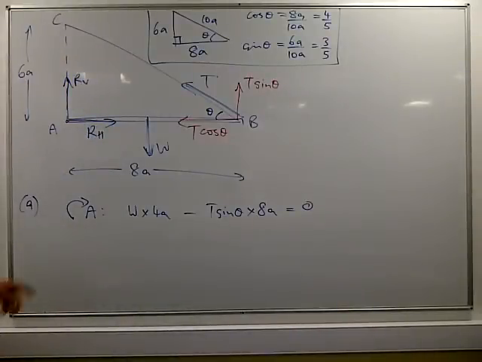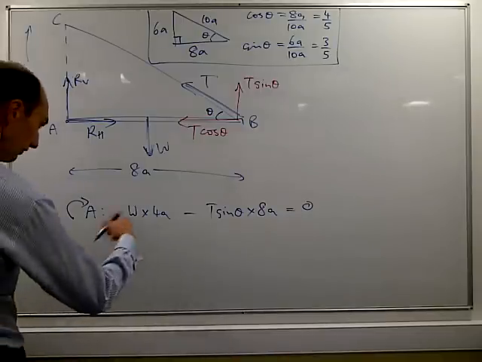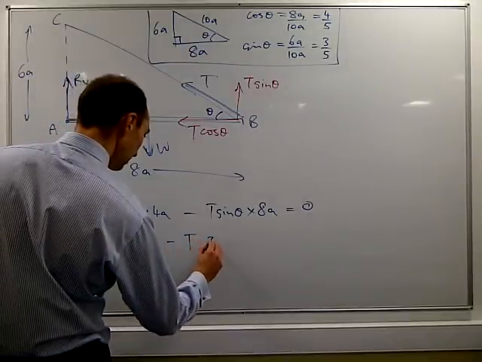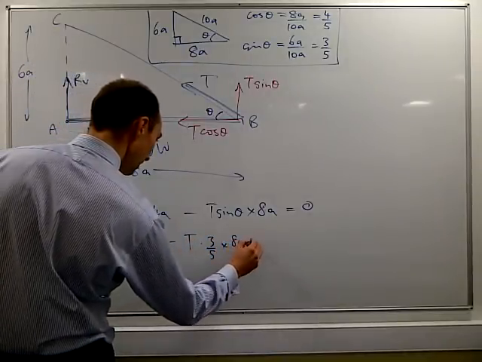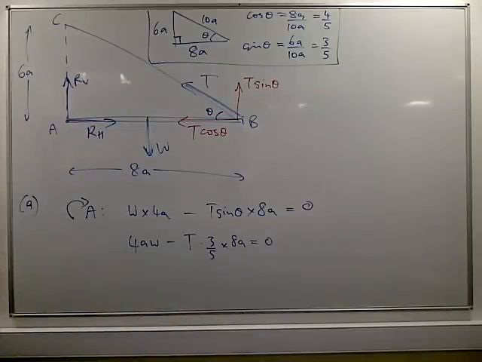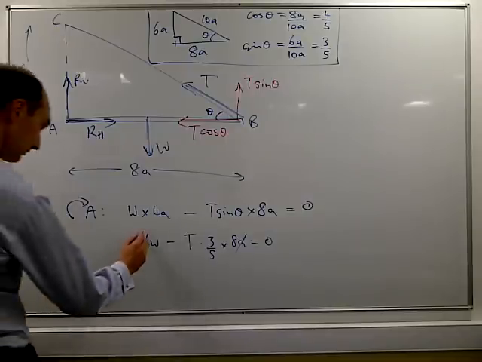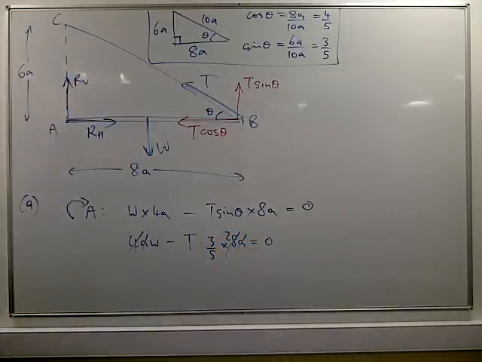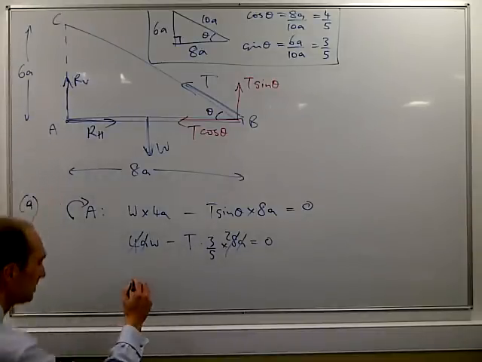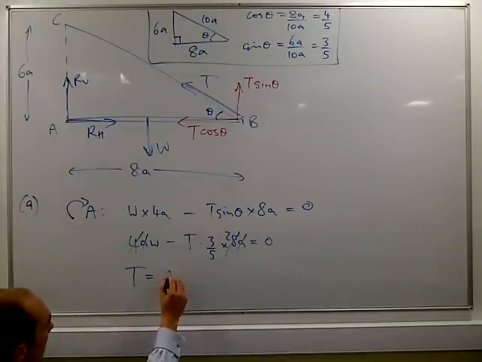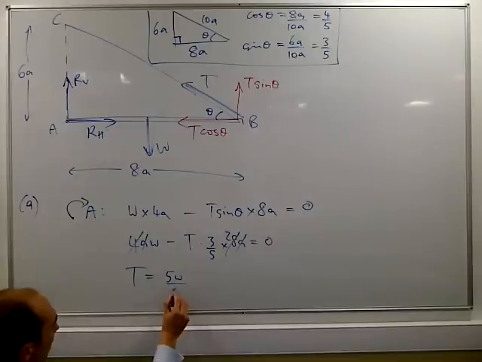Now then, this equation is fairly easily solved for T once we substitute 3/5 in for sin theta. So, rearranging and simplifying slightly, 4aW minus T times 3/5 times 8a equals 0. Dividing through by a, dividing through by 4, gives us T equals 5W over 6.